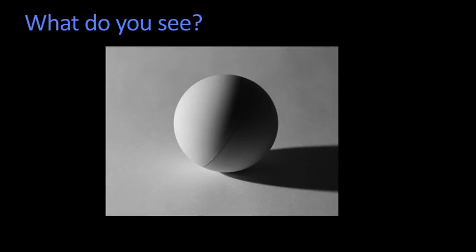But probably what you're seeing is some sort of matte or light textured sphere with a light shining probably from, say, this direction here. You might even see that there's this little ridge in it there, and then the light falls off, and then there's this shadow cast here. Is that what you see?